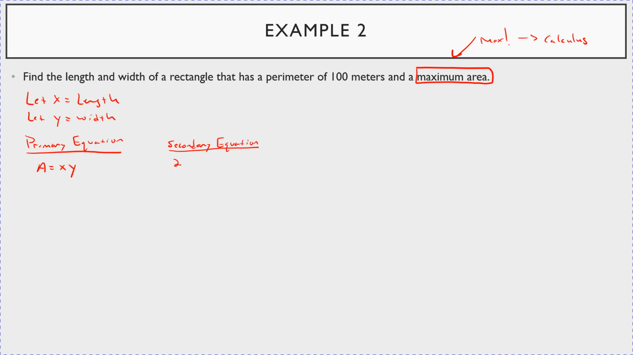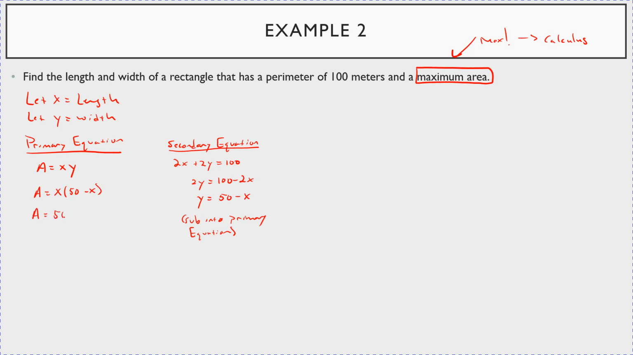That's 2 times x plus 2 times y is equal to 100. Let me solve for y. Let me move the 2x over and divide everything by 2. Wherever I see y, I'm going to substitute this back in. So sub into the primary equation: area is equal to x times 50 minus x.